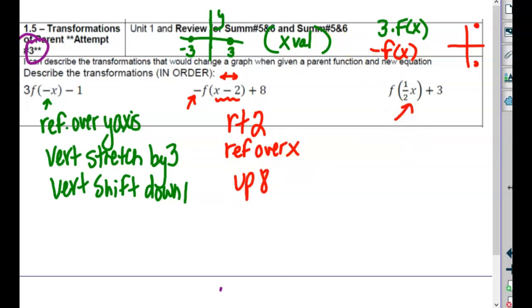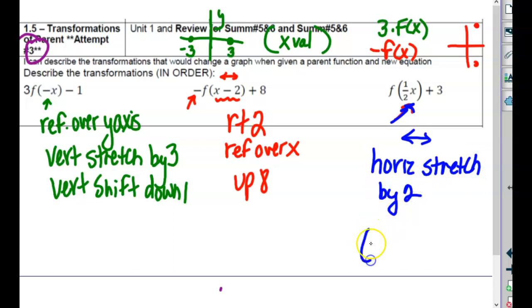What's this one, guys? This is the one we hate. That's changing x's, right? So it has to do with stretching or shrinking horizontally. Opposite of what it seems is a horizontal stretch by a factor of 2. The x's would multiply by 2, okay? And then have the up 3 on the end. Questions?